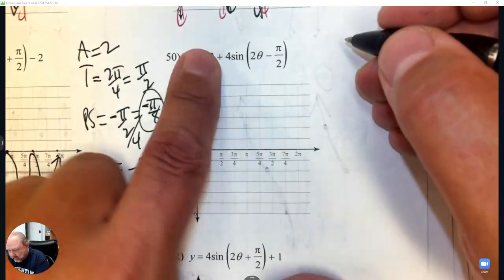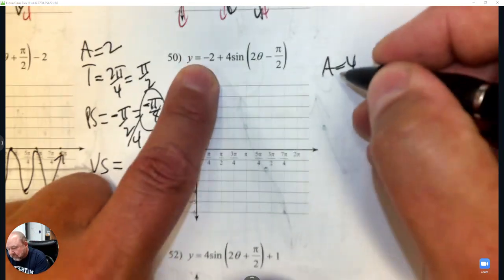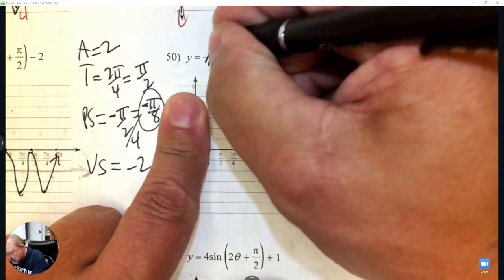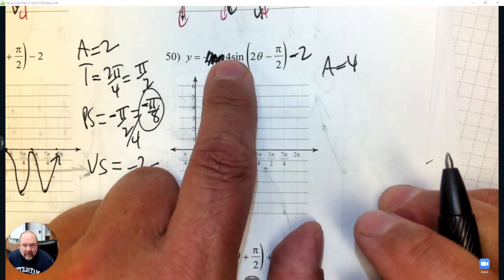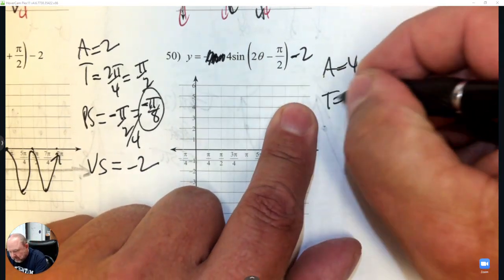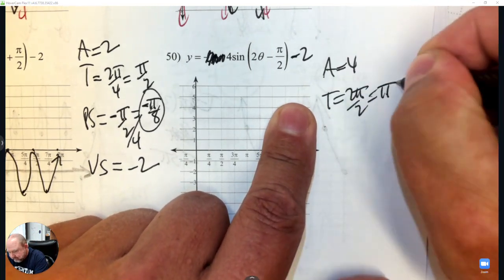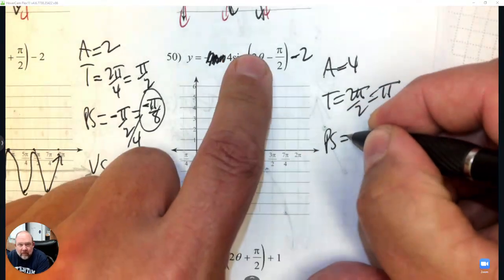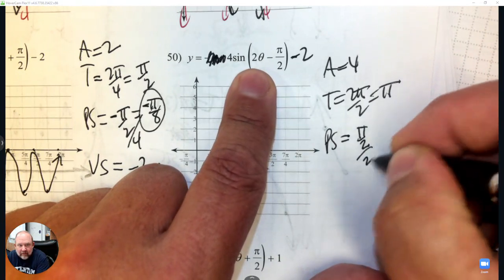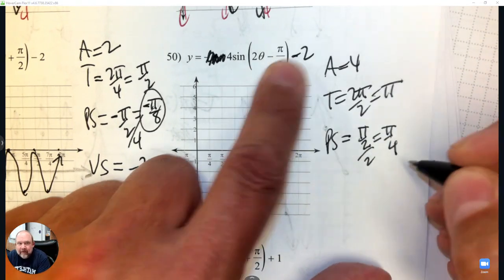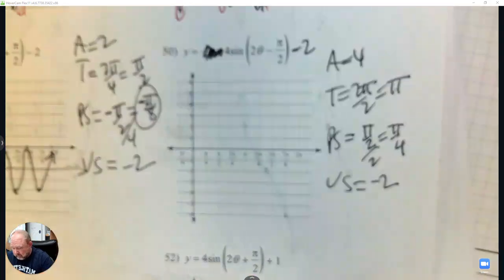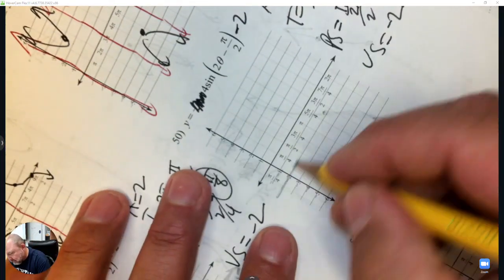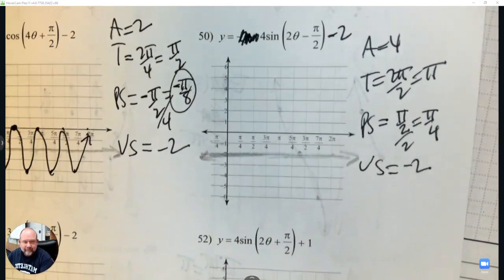Okay, amplitude is 4. If you want to, that -2 can go here so you don't get confused. So you can put the subtract 2 at the end of it. The amplitude is 4. The period is 2 pi/2, which is pi. The phase shift, where we start, is going to be +pi/2 divided by 2, which is pi/4. And then the midline or vertical shift is at -2. So we're going to start at -2 again. And I'm going to draw a line there that shows the graph is going to be around that line, -2.